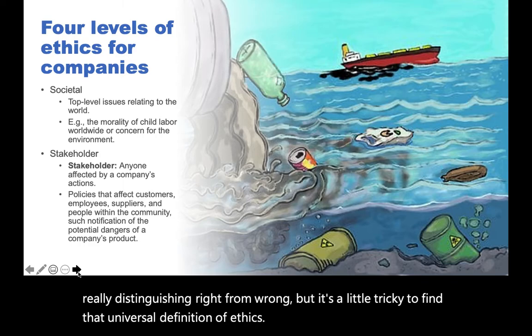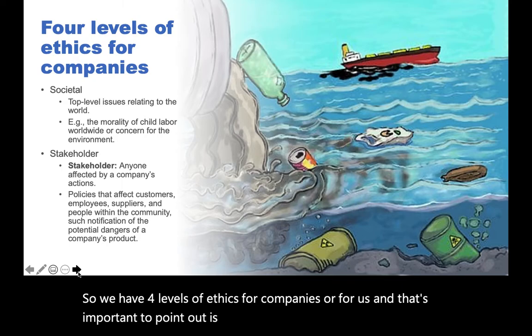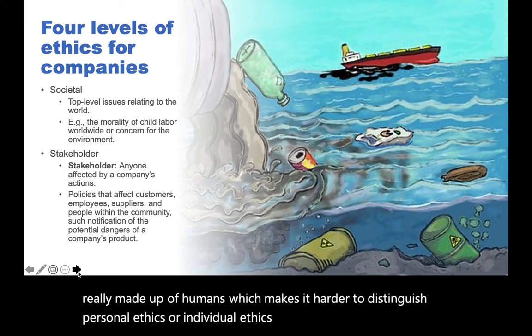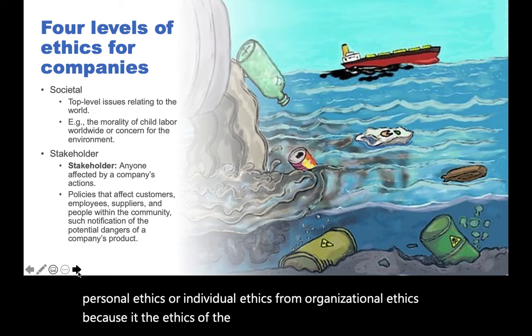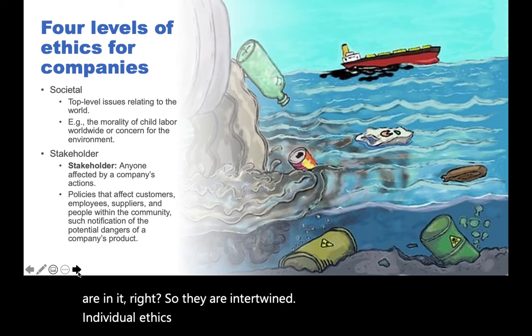So we have 4 levels of ethics for companies, or for us. And that's important to point out, is that companies and organizations are really made up of humans, which makes it harder to distinguish personal ethics or individual ethics from organizational ethics, because the ethics of the company depends on the people who are in it, right? So they are intertwined. Individual ethics, corporate ethics, intertwined.